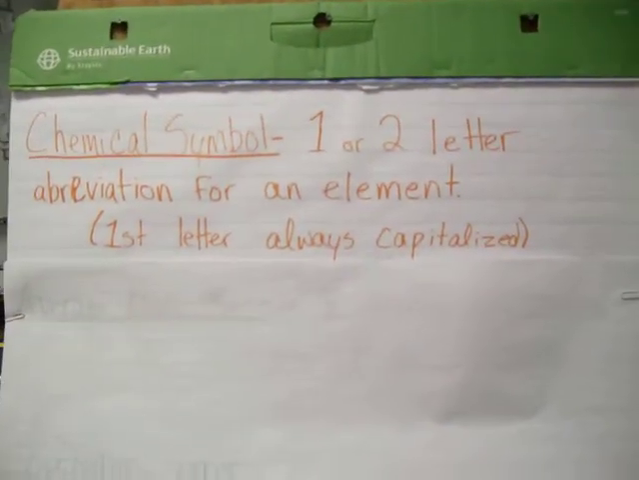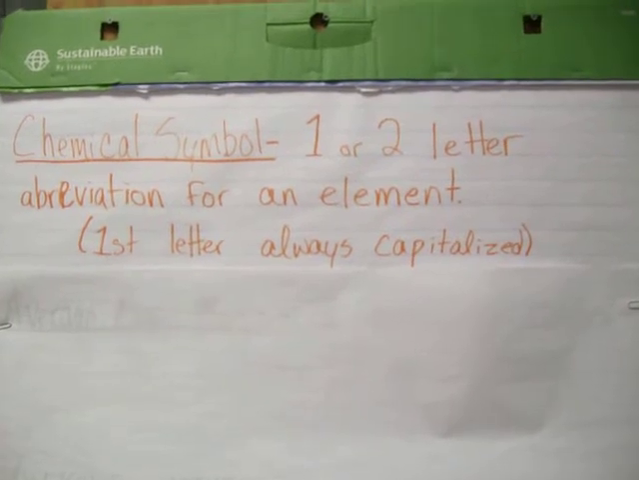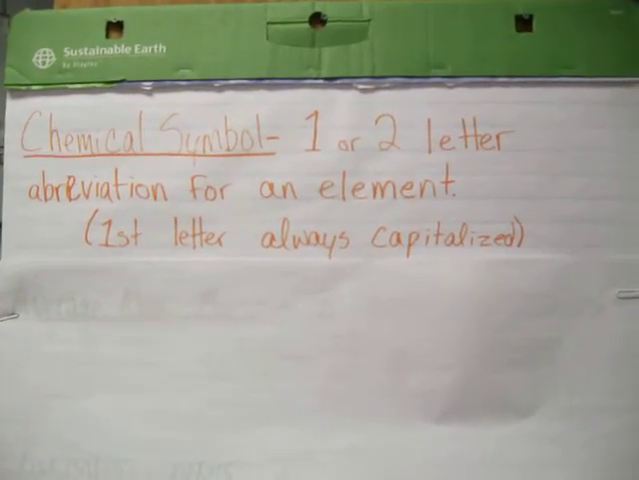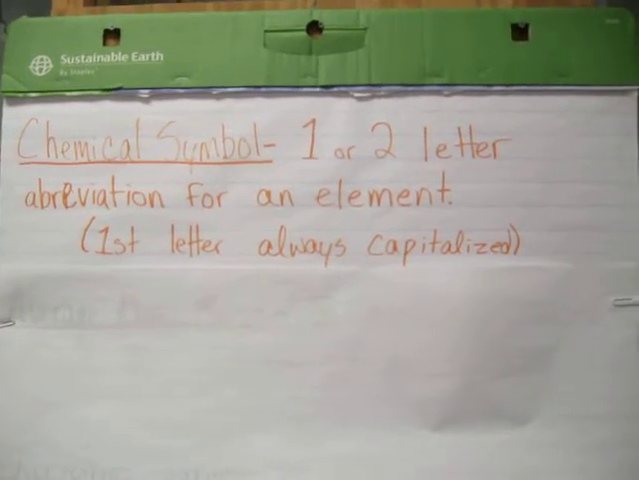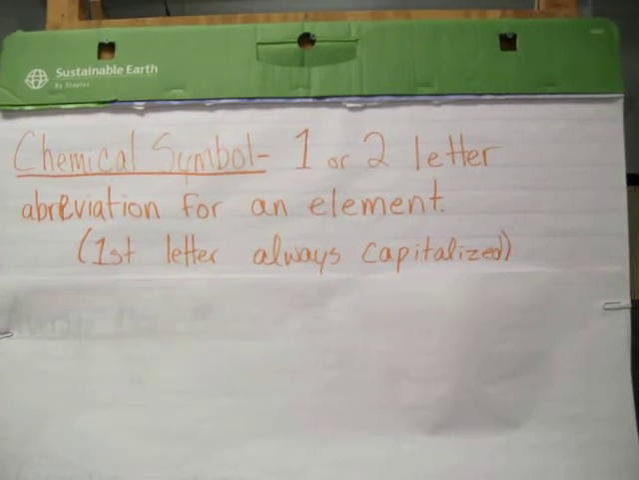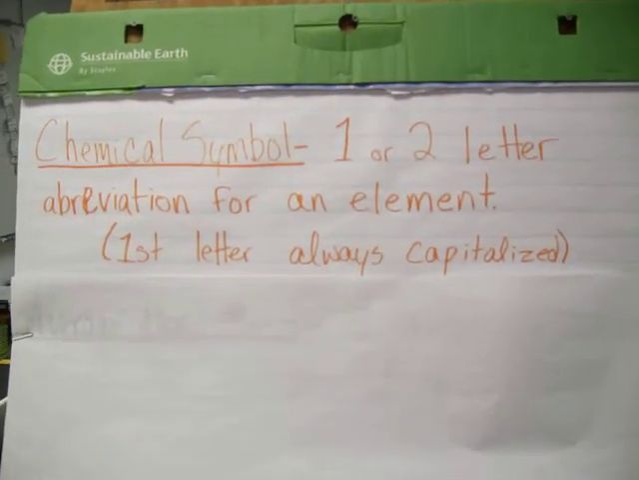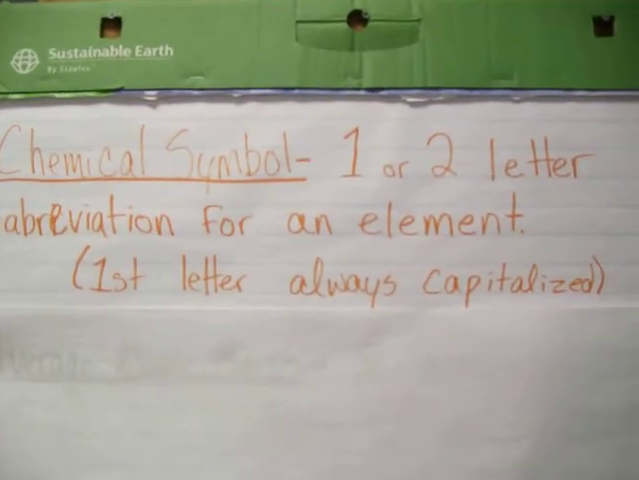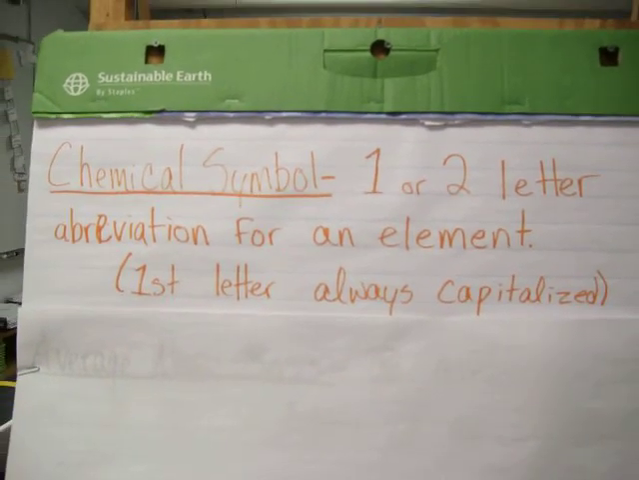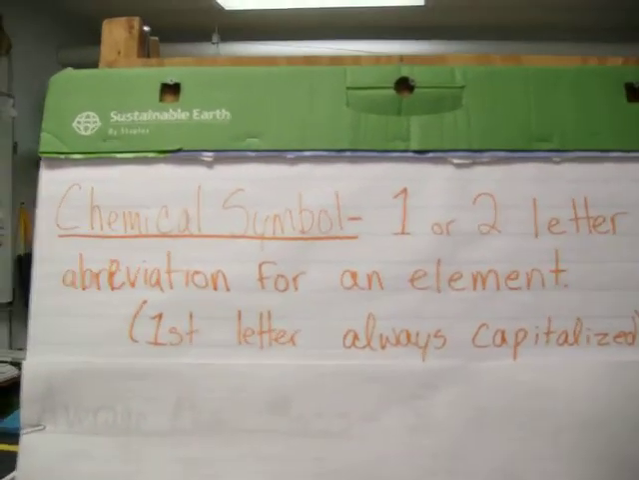All right, chemical symbol is a 1 or 2 letter abbreviation for an element. I hope I spelled abbreviation right. The first letter is always capitalized in it. So please make sure you include all of this part, all of this definition in your notes. Remember, you have pause that you can press.